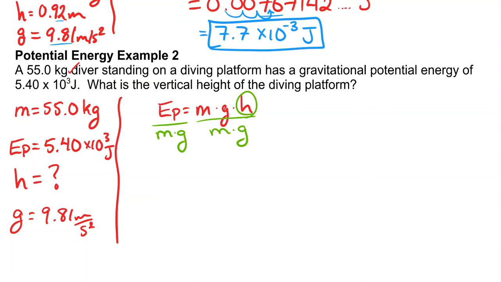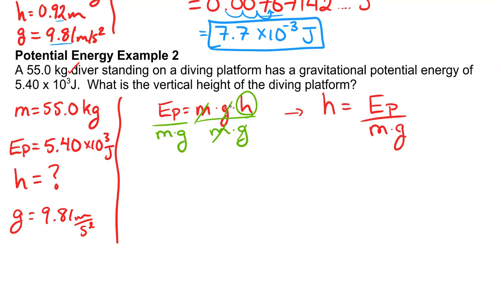You could do them separately if you wanted. You could divide by m and it'd show up over here on the bottom. You could divide by g and it'd show up here on the bottom. And your rearranged equation would look like this: h is EP over mg.